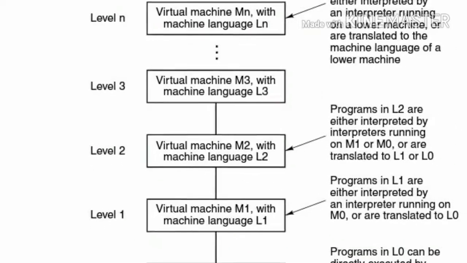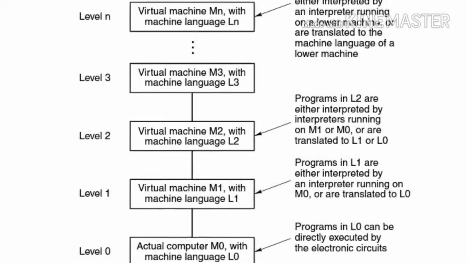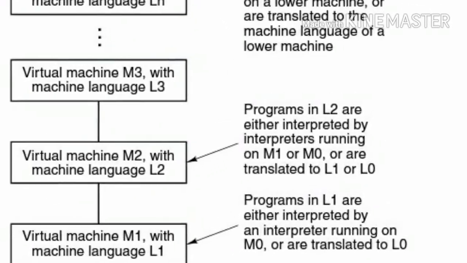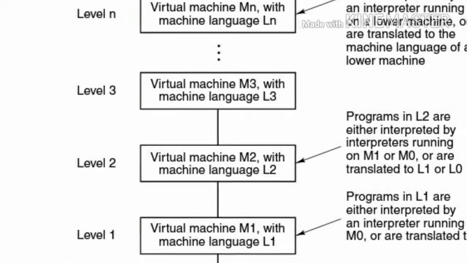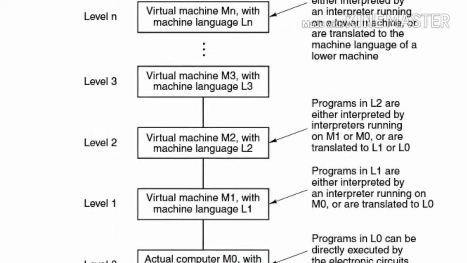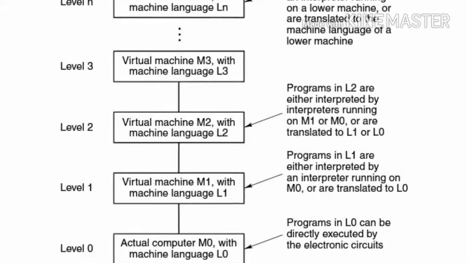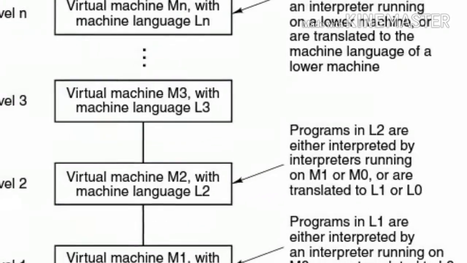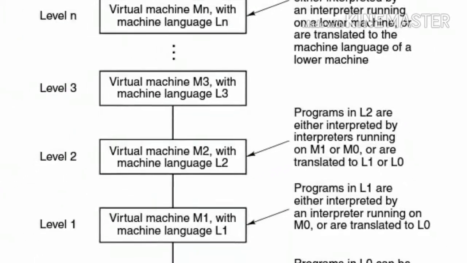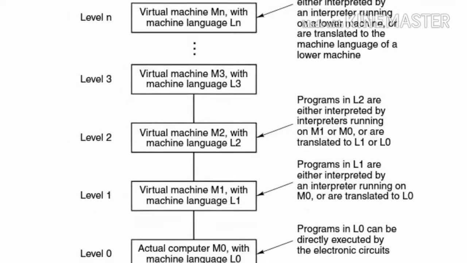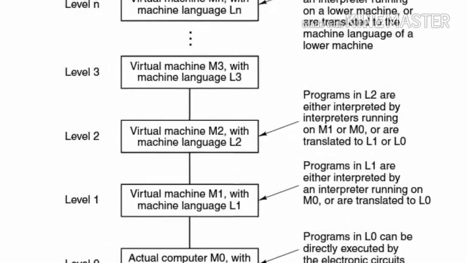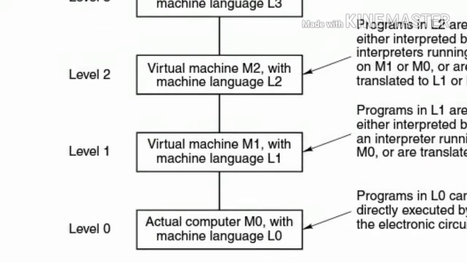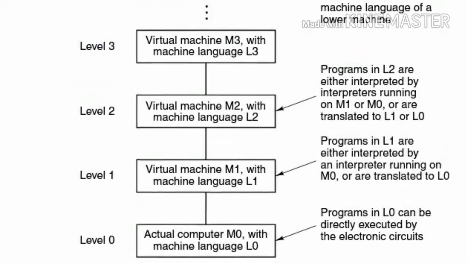However, please note that, like many terms in computer science, virtual machine has other meanings as well. We will look at another one of these later on in the coming lectures. Only programs written in language 0, L0, can be directly carried out by the electronic circuits without the need of intervening translation or interpretation. Programs written in L1, L2, up to Ln must be either interpreted by an interpreter running on a lower level or translated to another language corresponding to a lower level.